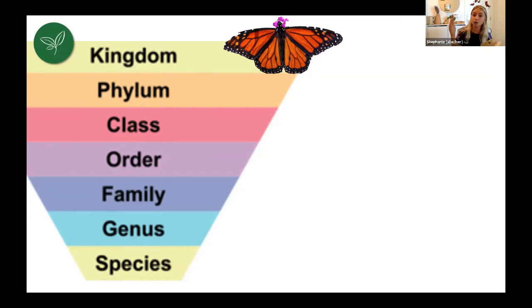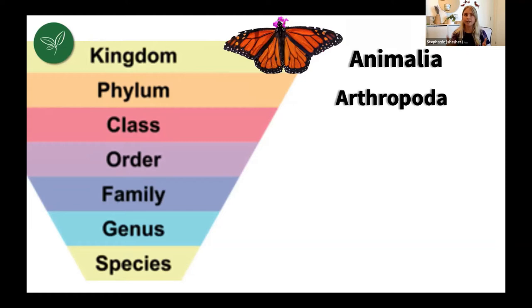So let's take this monarch butterfly as an example. Kingdom is Animalia, so the animal kingdom. The phylum is Arthropoda. So arthropods are invertebrates that have an exoskeleton. So this can be sea creatures, insects, anything like that. Anything that has an exoskeleton that's an invertebrate.